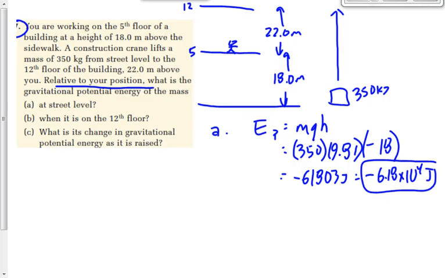Yeah, in order to get to that height, in order to get to where I'm standing on the fifth floor of that building, it needs to gain 6.18 times 10 to the 4 joules. This is not a vector, right? We're not talking about 6.18 down. It's just that it needs to gain that much to get to the fifth floor. Okay, when it's on the 12th floor.